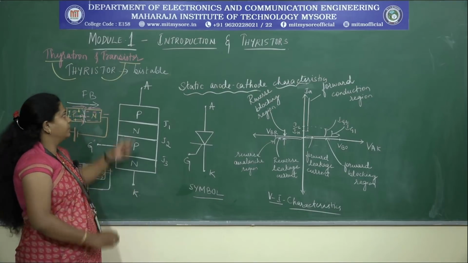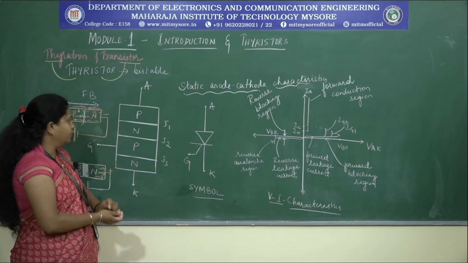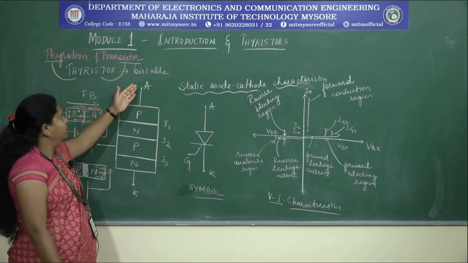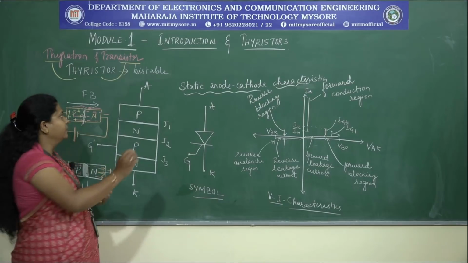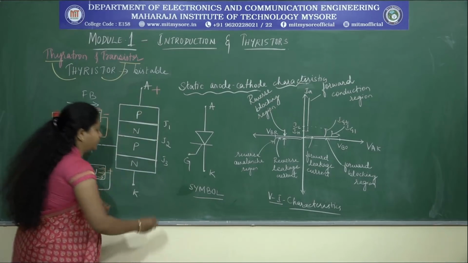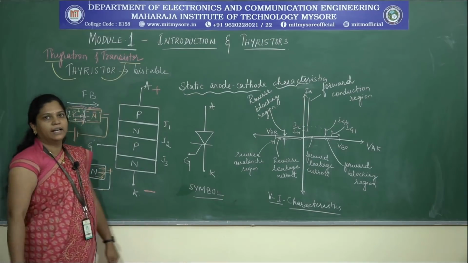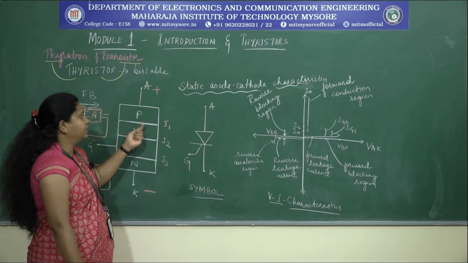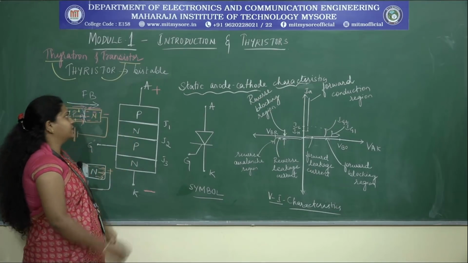Now let us start the analysis for this 4-layer device under static anode cathode characteristics. For the time being, keep the gate aside and take the anode and cathode. Let us say we provide positive potential to the anode and negative potential to the cathode. During this condition, what happens?